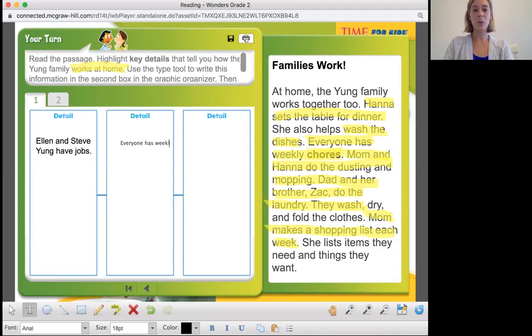Everyone has weekly chores. I'm going to say around the house because it was asking how do they work from home. So instead of writing, Hannah sets a table for dinner, she washes the dishes, Mom and Hannah do the dusting and mopping, Dad and her brother Zach do the laundry, Mom makes a shopping list each week. Whew, that would be a lot of writing. I know a lot of our hands would be sore, right? So I'm just going to combine it into what all those mean. They all mean that they have chores, okay? So I want you to pause the video and write that down under your second detail. Go ahead, do that now.